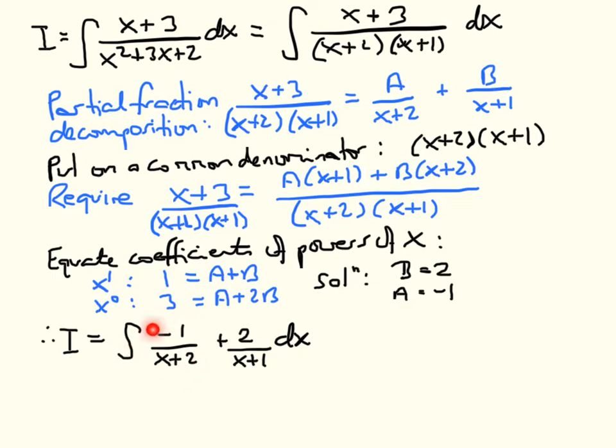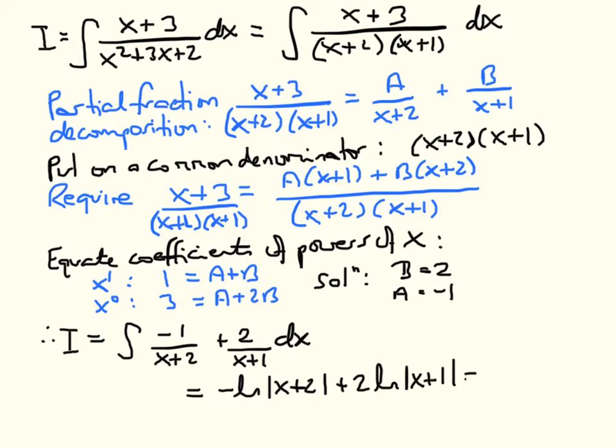Both of these terms, when we integrate them, are going to give logarithms. This is the logarithm of x plus 2 with a minus sign in front of it. So we get minus the logarithm of x plus 2. Easy to check, differentiate this, you're going to get 1 over x plus 2 times the derivative of x plus 2, which is 1. So we will get exactly this. And then from here we're going to get plus 2 times the logarithm of x plus 1.